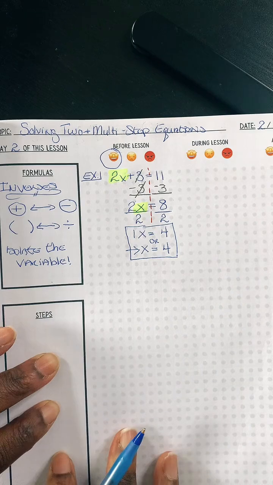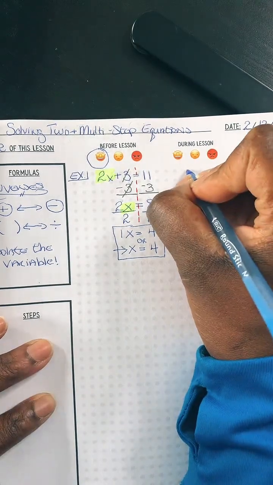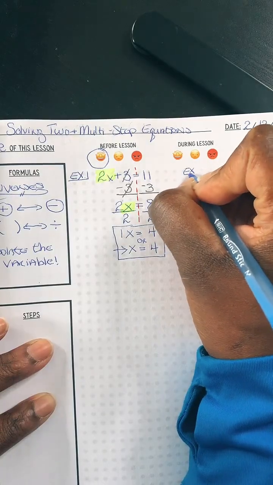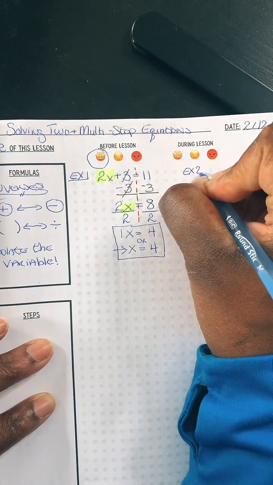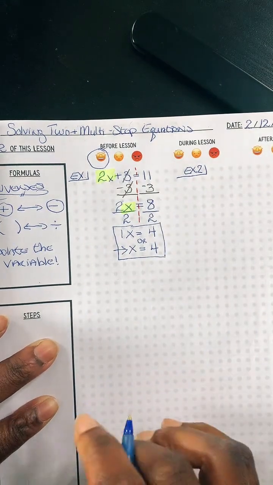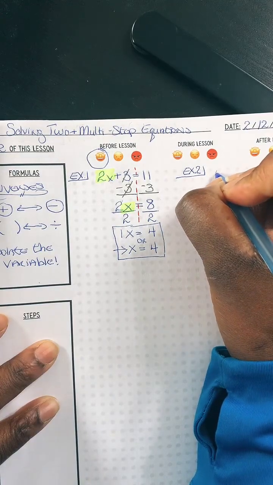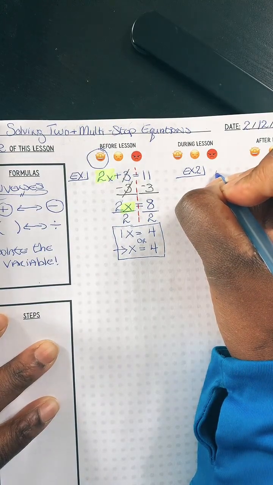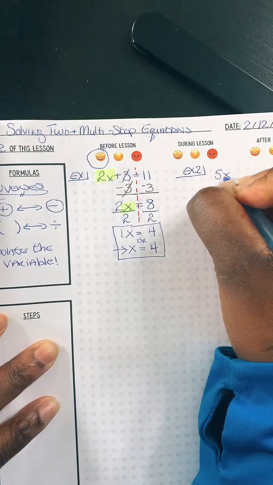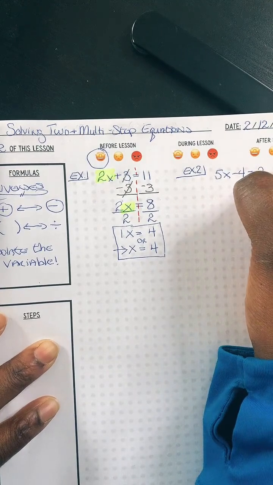So let's try another one. Let's make it a little challenging. You're probably like, girl, that was challenging enough. But that relationship thing kind of helps me figure it out. So if I said, let's go this one. So if I say 5x minus 4 is equal to 21.